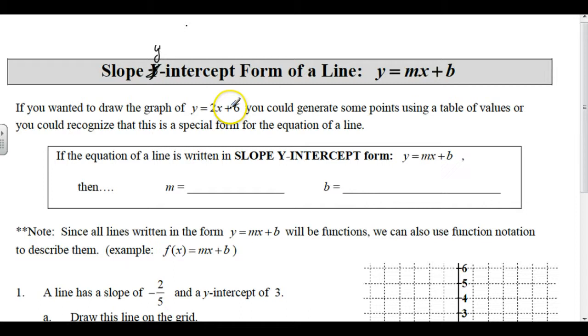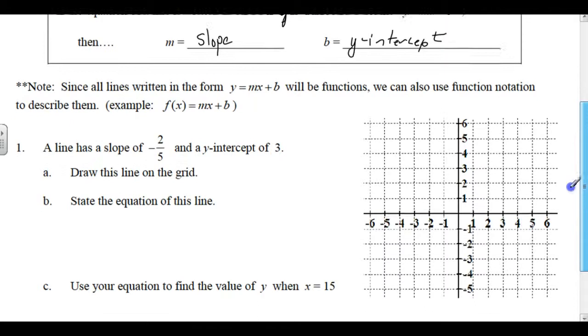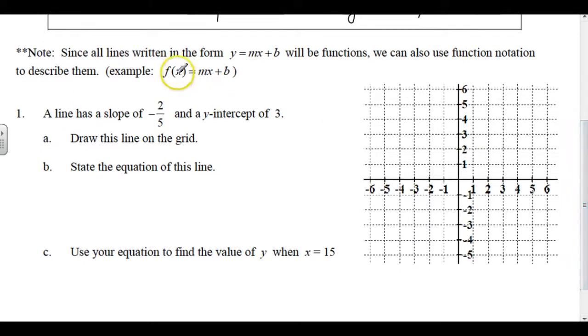If you wanted to draw the graph of y equals 2x plus 6, you could generate some points using a table of values, or you could recognize that this is a special form for the equation of a line. If the equation of a line is written in slope y, lowercase y, intercept form, y equals mx plus b, then we know that m is the slope of the line and b is the y-intercept. Note, since all lines written in the form y equals mx plus b will be functions, we can also use function notation to describe them. So we can write f of x equals mx plus b.